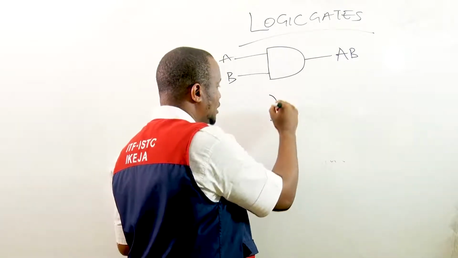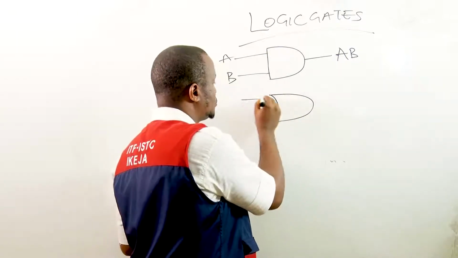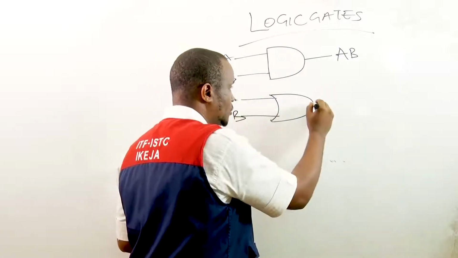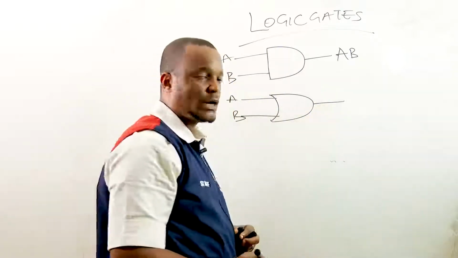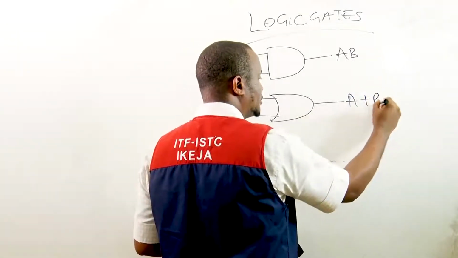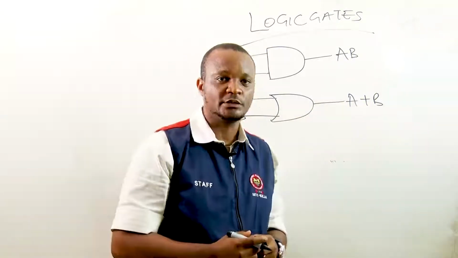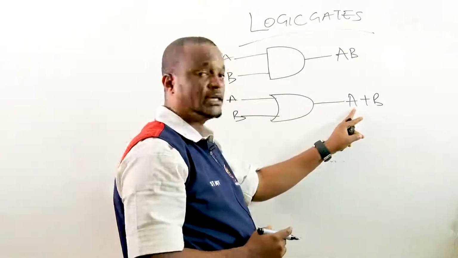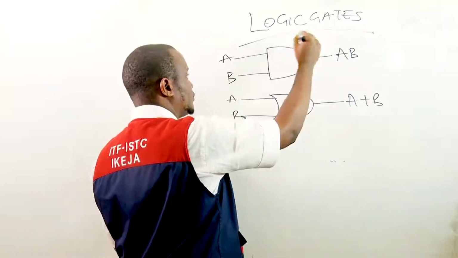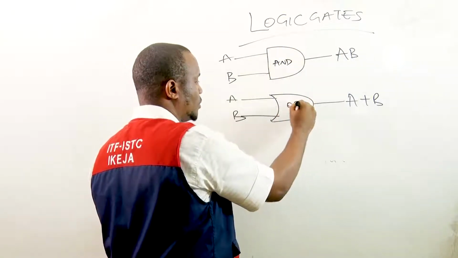Another one is the OR gates. This is how we draw it, like an arc. 2 inputs, A and B, with a single output. And what is that? A plus B, but actually it is called A OR B. Okay, that's how we pronounce it. Not A plus B. So it's A OR B. This is how we draw the OR gates.